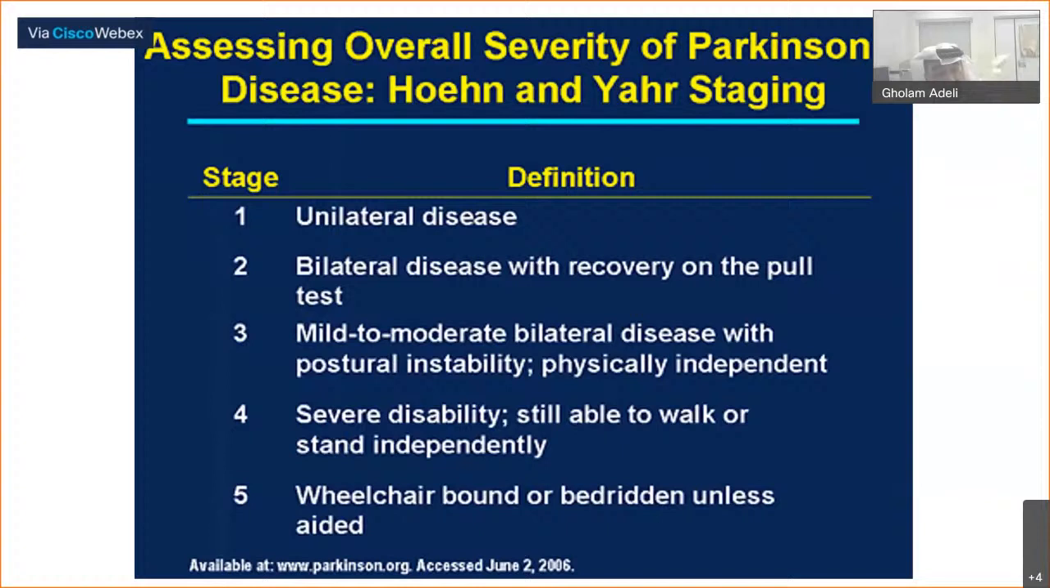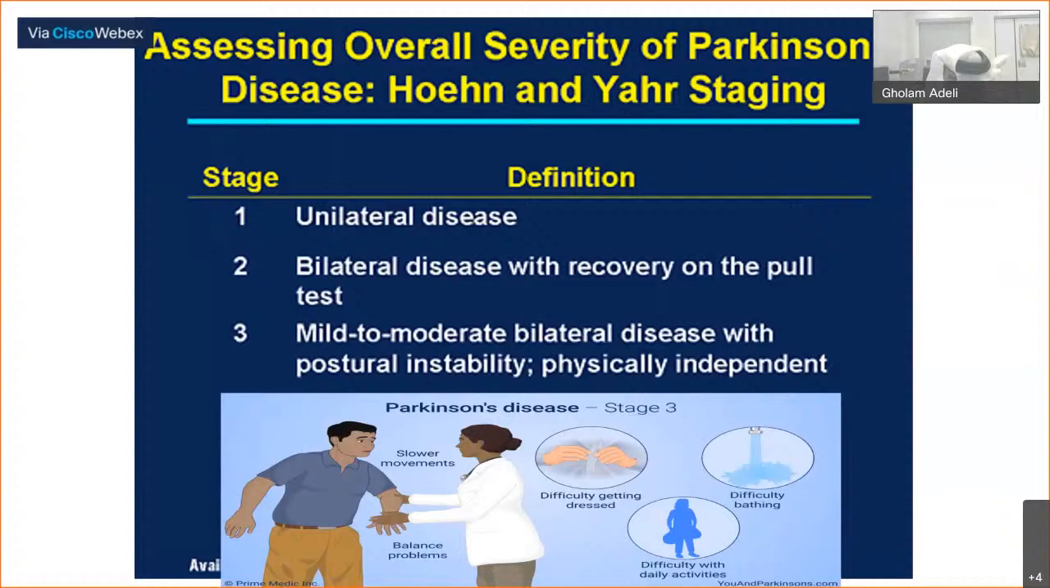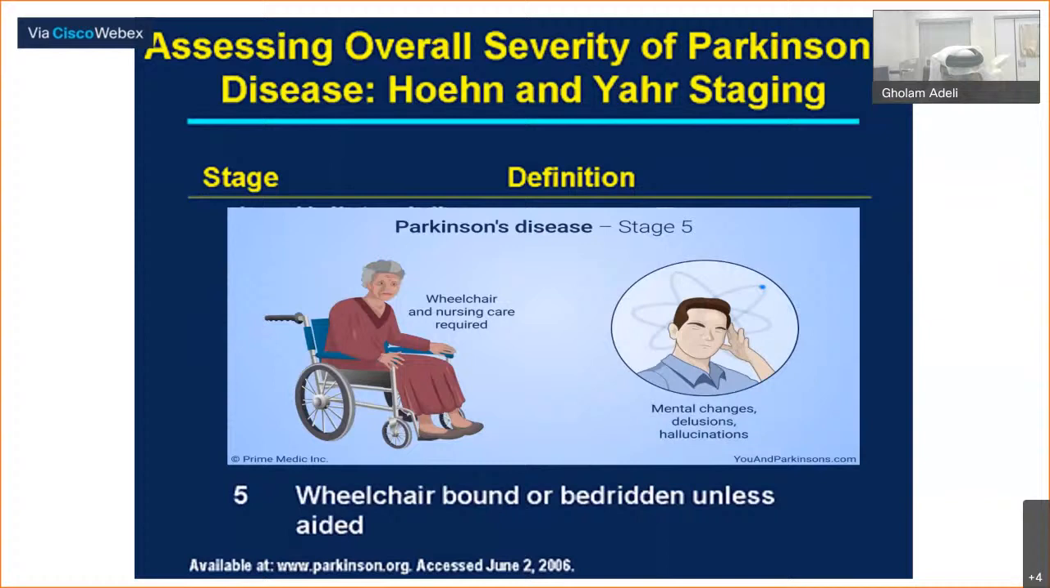We have this assessing overall severity of Parkinson, where you're staging. It's a unilateral disease in stage one, stage two once it becomes bilateral. In stage three, they have some instability, but they are still physically independent. In stage four, they use an aid to walk. Stage five is wheelchair-bound. These are really important when we are classifying the patient and doing the rating scale to see where he is and what his response is. It's really crucial to repeat it on a patient every 3 to 6 months.